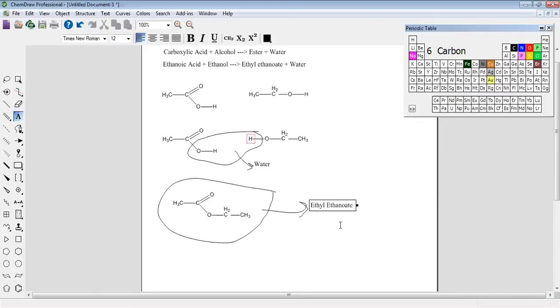Okay, point number 2. The name of the alcohol ends in anol, A-N-O-L. As you can see, in ethanol, हमने उसका नाम anol पे end किया है. The name of the alcohol ends in anol, A-N-O-L.